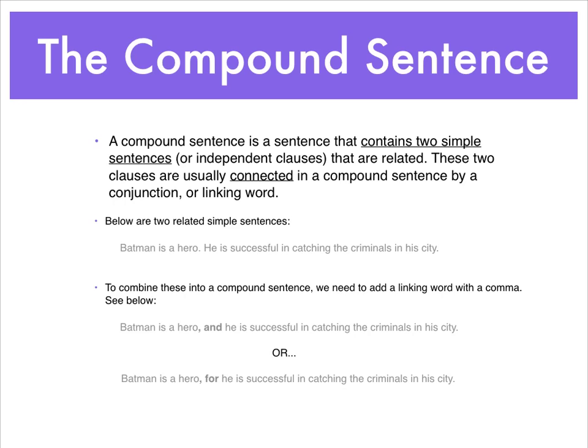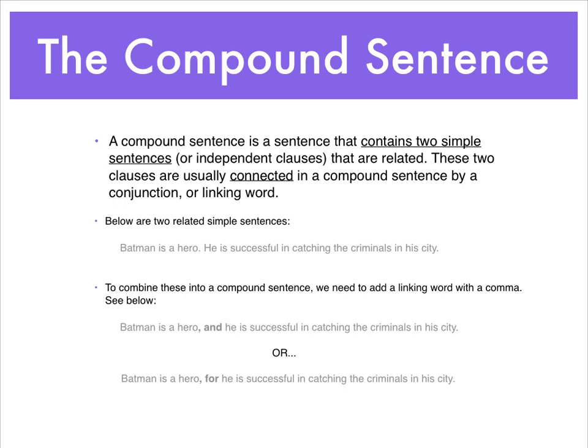In order to understand commas, we first need to understand the compound sentence. A compound sentence is a sentence that contains two simple sentences or independent clauses, and sometimes those sentences can be combined together to eliminate choppiness.